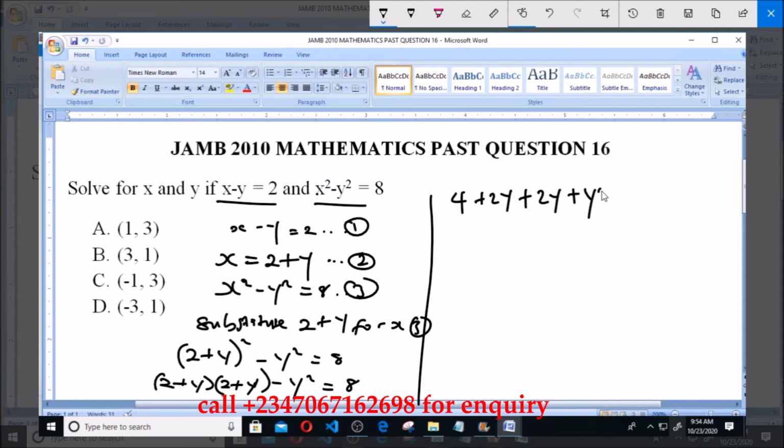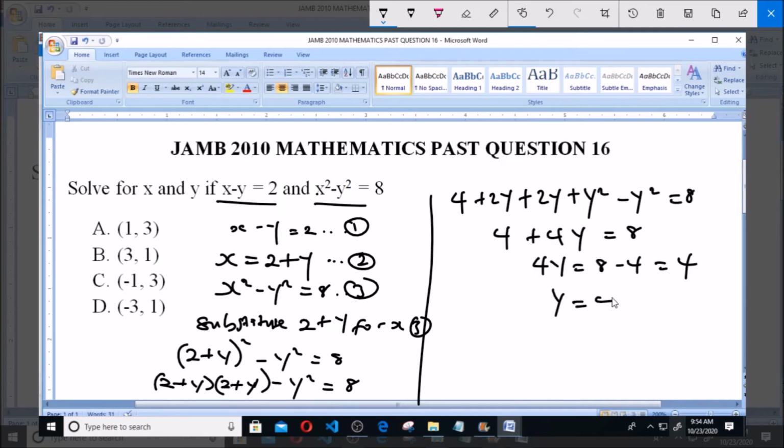Then we have 4y is equal to 8 minus 4, which is equal to 4, meaning that y is equal to 4 over 4, which is equal to 1. So y is 1. Now from this we can get x from equation 2, because x is equal to 2 plus y, which is equal to 2 plus 1, which is equal to 3. So x is equal to 3.